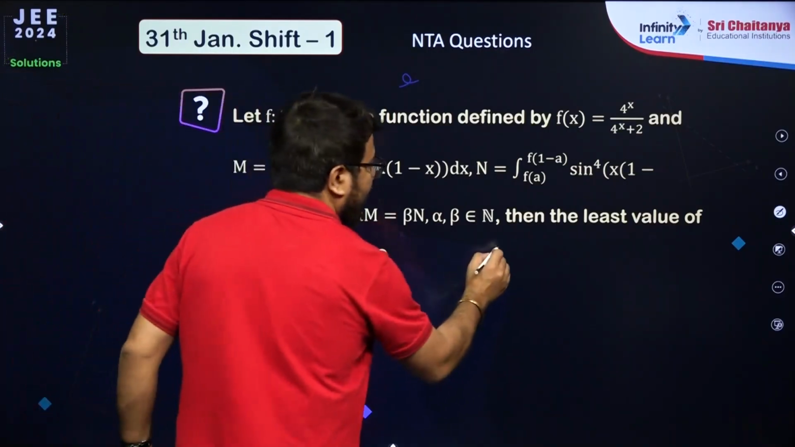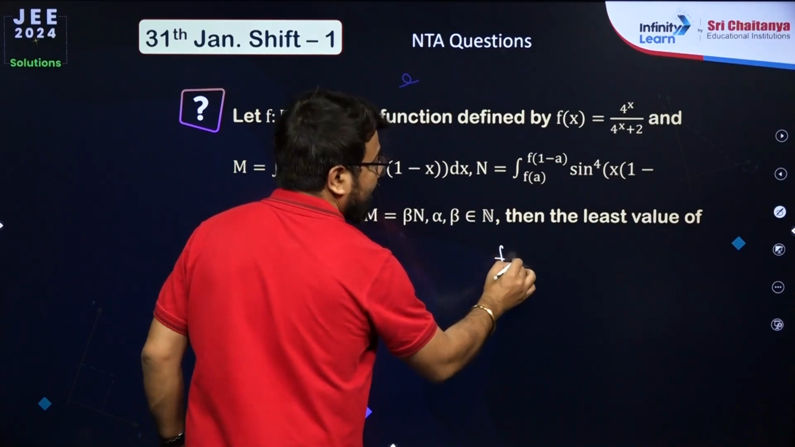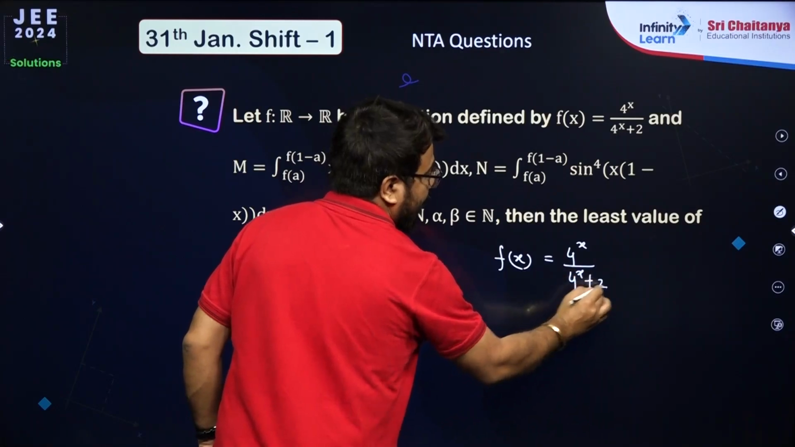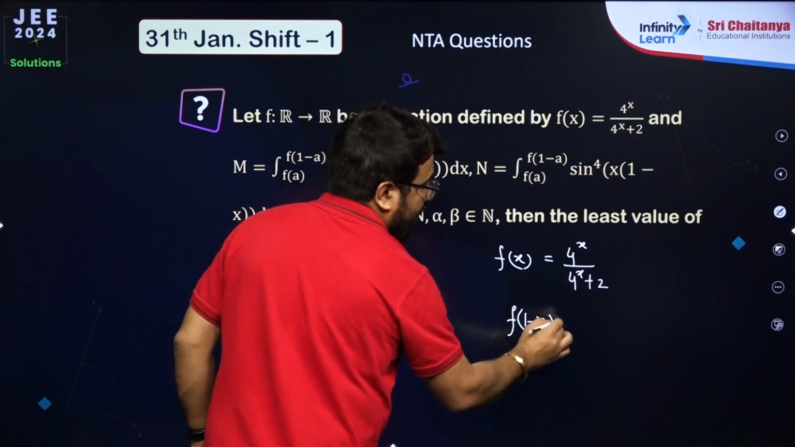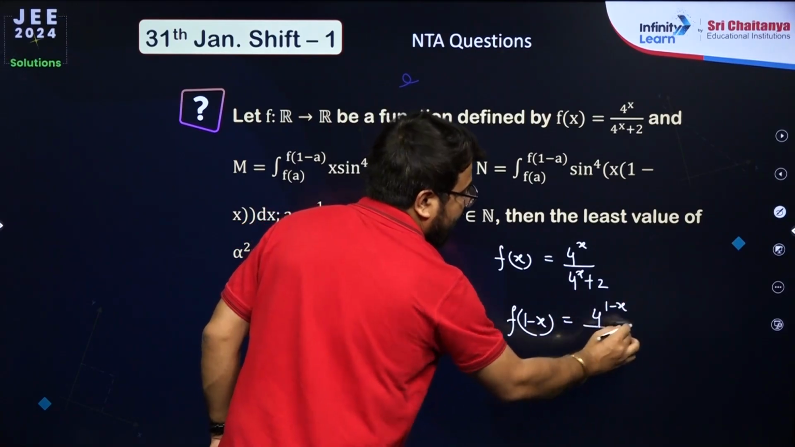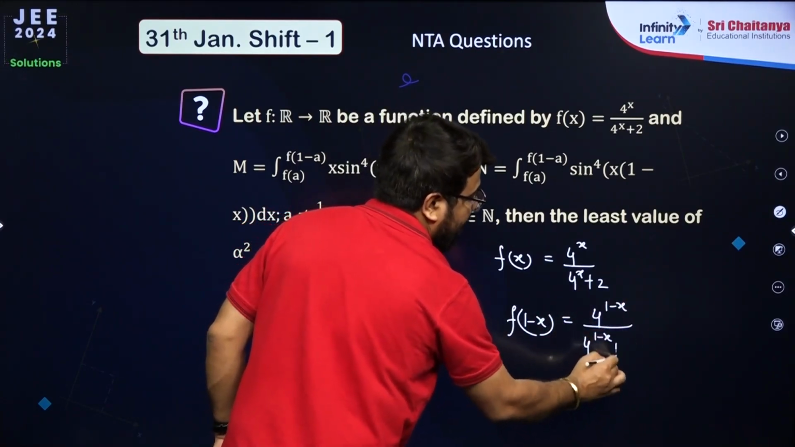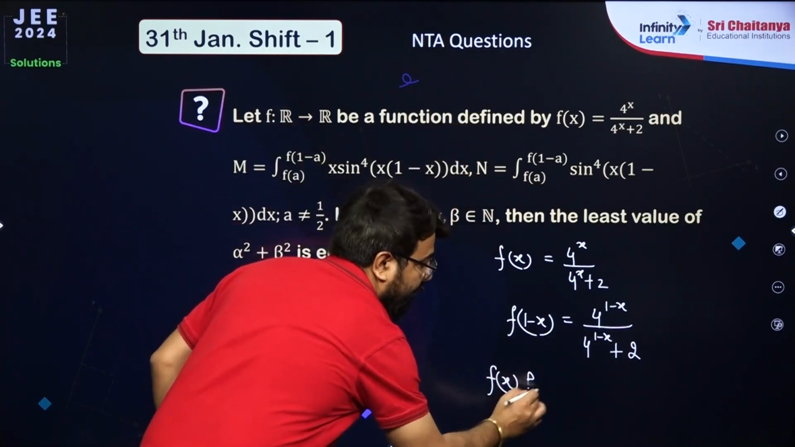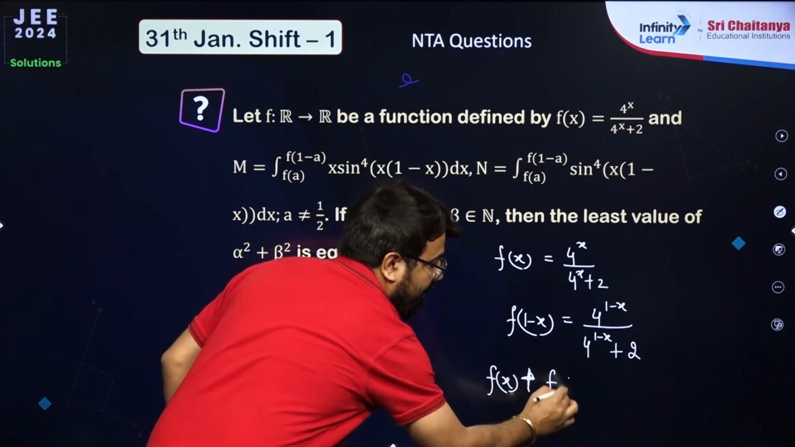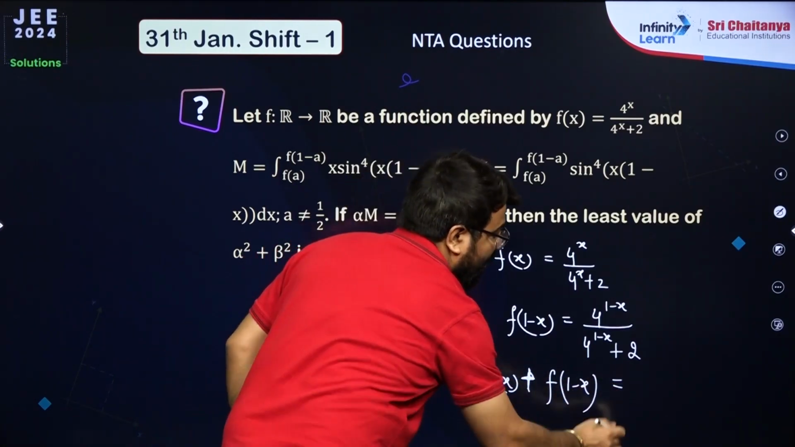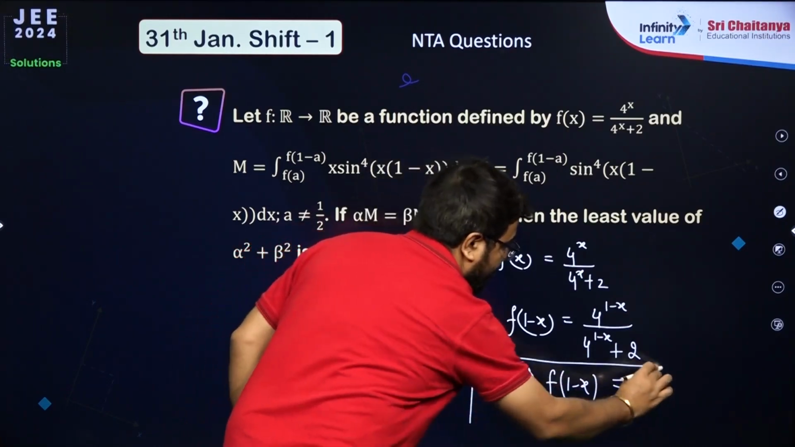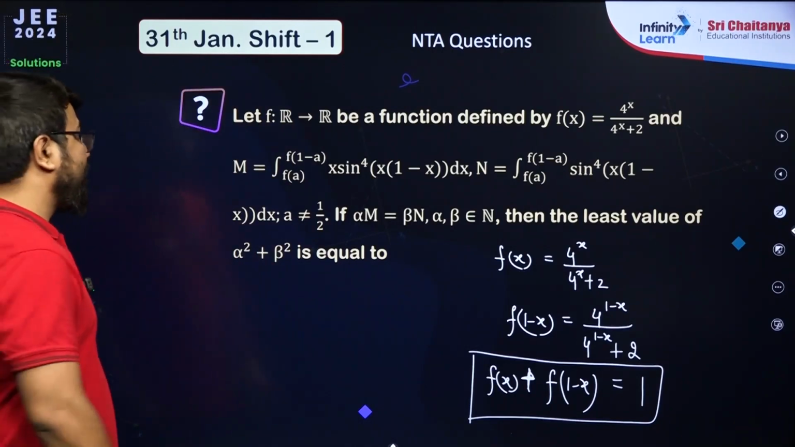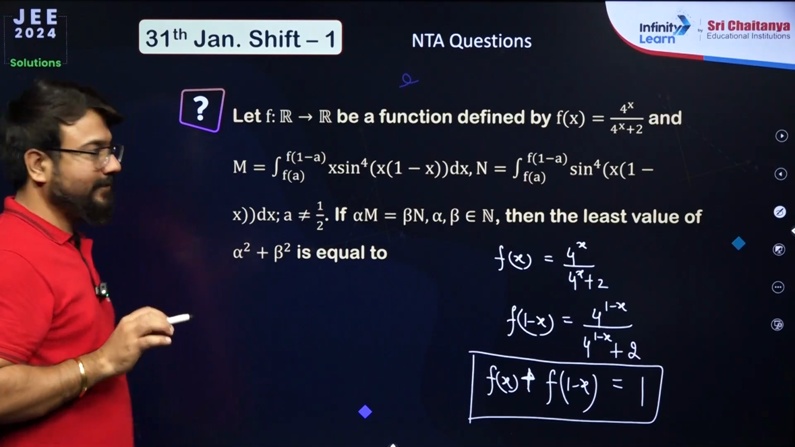So my dear students, if I replace x with 1 minus x in this expansion, it will be 4 raised to the power 1 minus x. Here also it is 4 raised to the power 1 minus x and then plus 2. Okay. And if I try to add both of them, f(x) and f(1 minus x), obviously you will observe this result as 1. f(x) plus f(1 minus x) will be equal to 1. Alright. That means lower limit plus upper limit is 1.